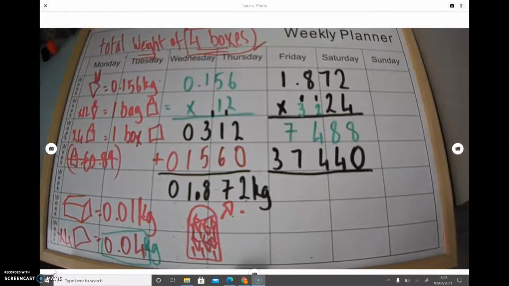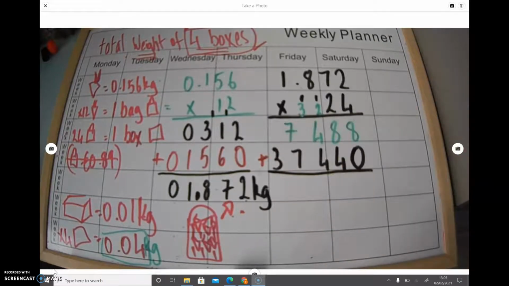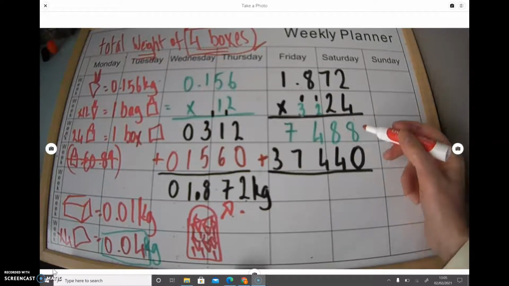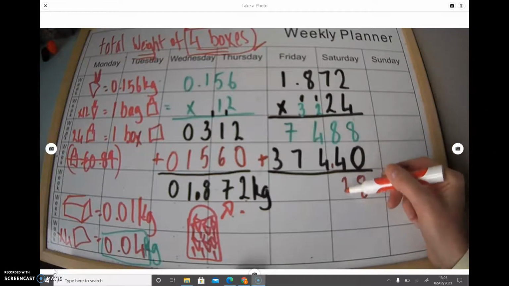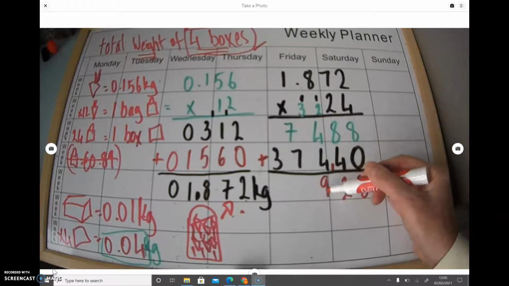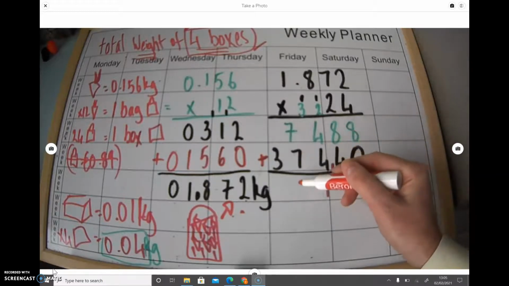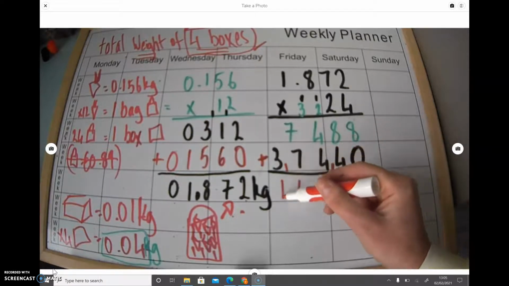Now you'll have more space in your book, in your copies, so you don't squish it all in like me. So let's add the two together. 8 plus 0 is 8. 8 plus 4 is 12. Put down my 2 and carry my 1. 4 and 4 is 8, plus 1 is 9. 7 and 7 is 14. Put down my 4 and carry my 1. And 3 plus 1 is 4.